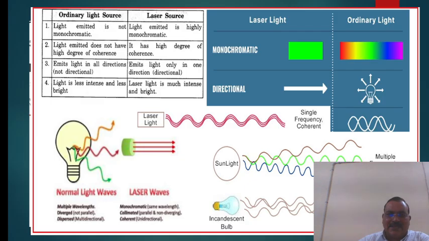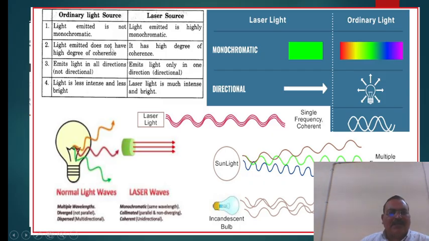Okay, the next slide. Now see, this is the general differentiation between the ordinary light source and the laser source. The number one point is light emitted is not monochromatic in an ordinary light source, just like your bulb. And on the laser side, light emitted is highly monochromatic. First, the property of the laser, that is highly monochromatic light waves.